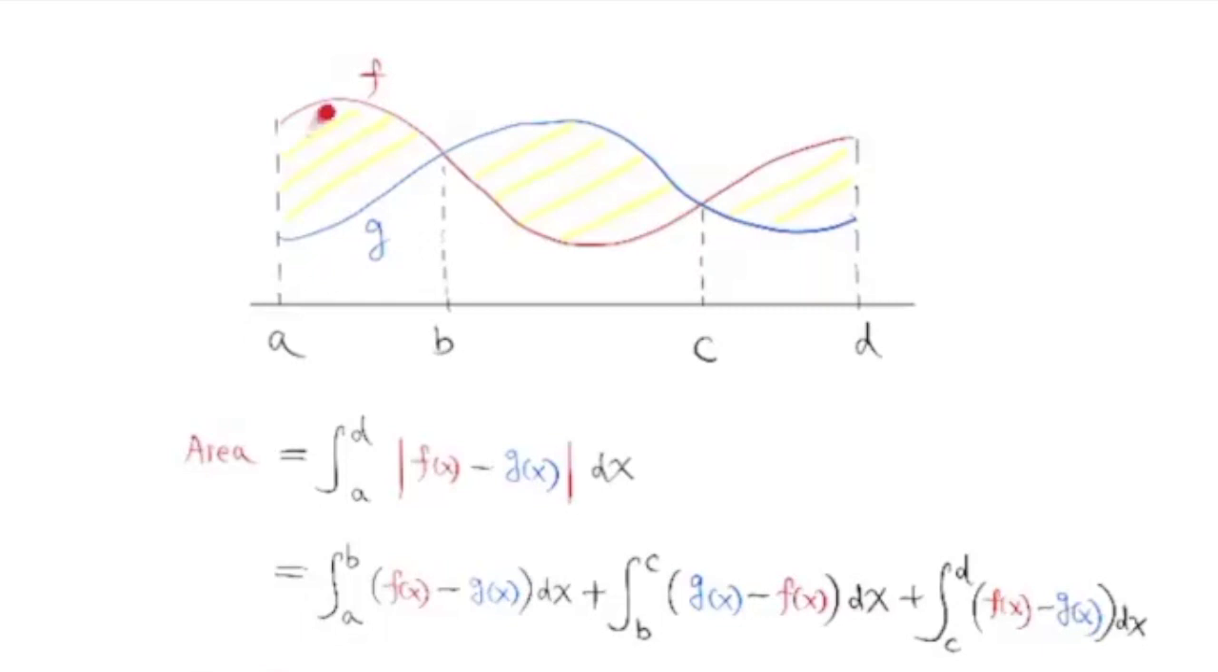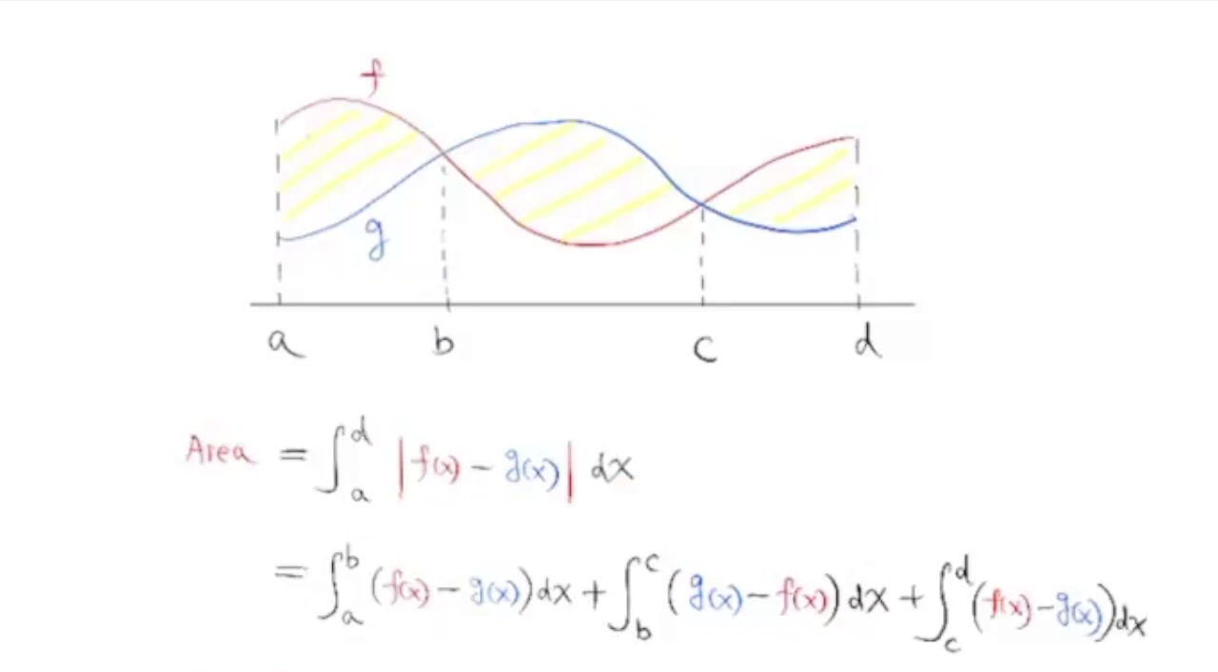Between this curve f and g, we see that sometimes f is above g, sometimes g is above f. So to find this area between the two curves, we will use this absolute value over here. So that area is going to correspond to the integral of the absolute value of f of x minus g of x, where x goes from a to d.